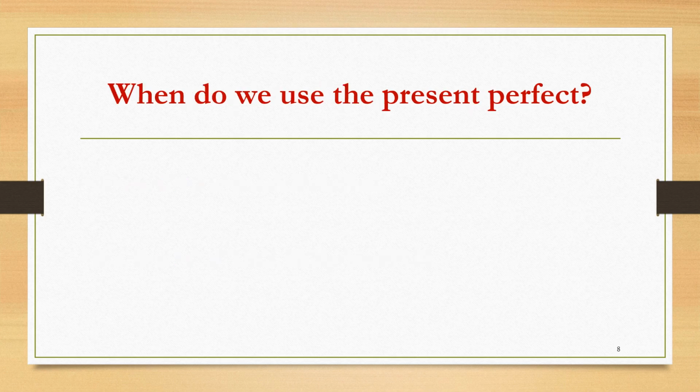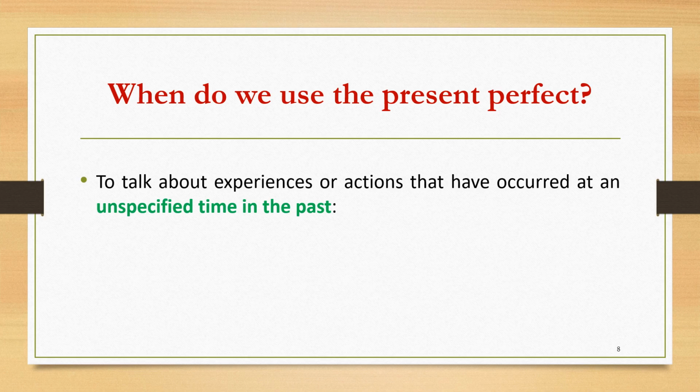Let's talk now about when we have to use the present perfect. We will learn some rules or indications that allow us to know that we should use the present perfect. The first rule: we use the present perfect when we talk about experiences or actions that have occurred at an unspecified time in the past. So the time in the past is not specific, is not known, is not exact.